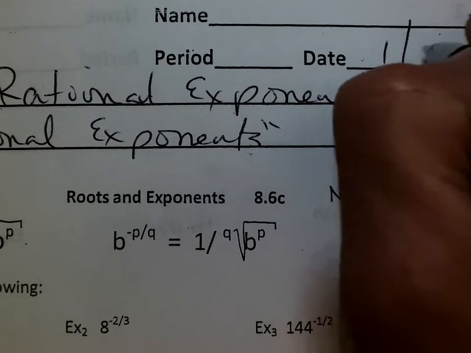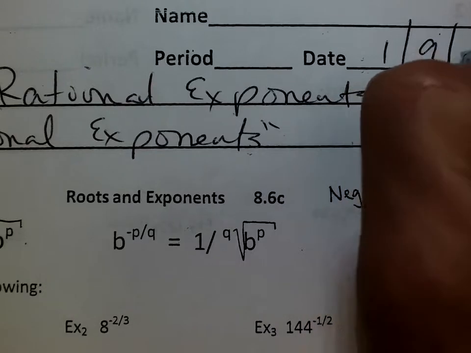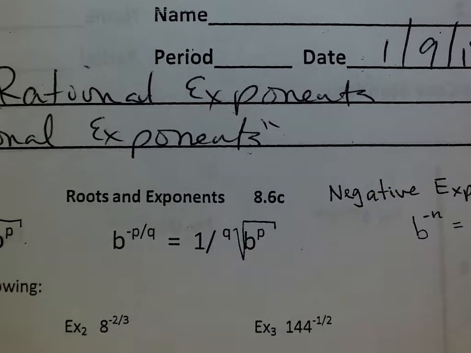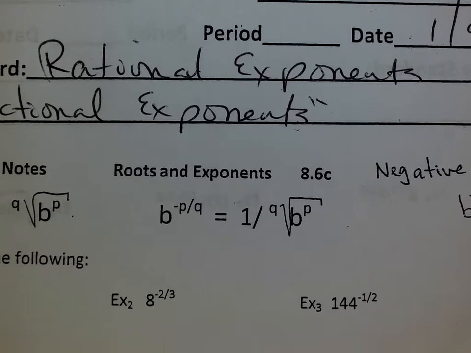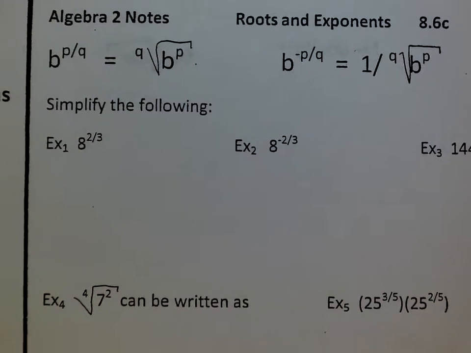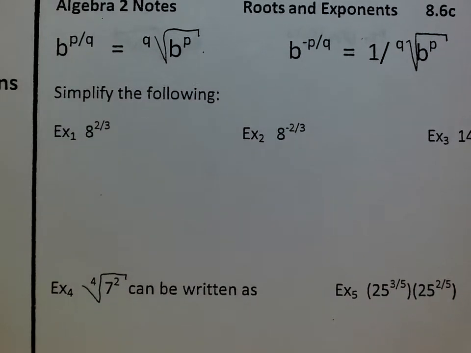1, 9, 18. We gained 1 minute of daylight today from yesterday. It's a long haul. Okay.